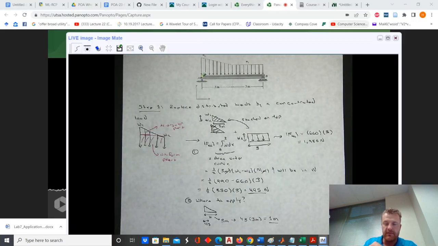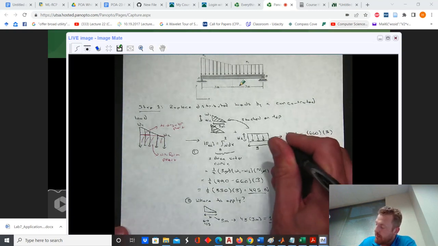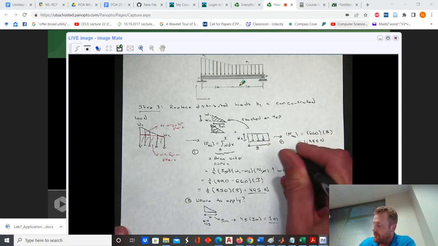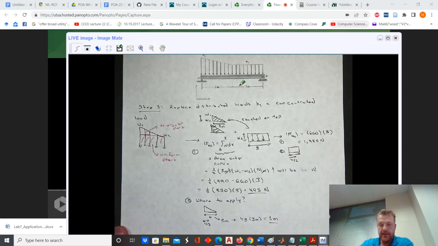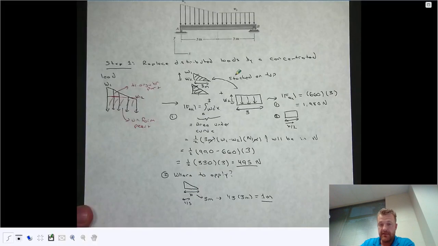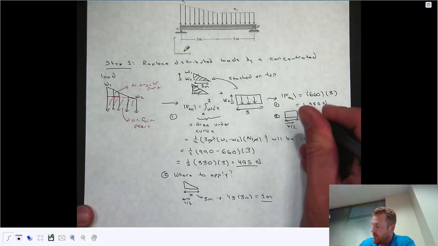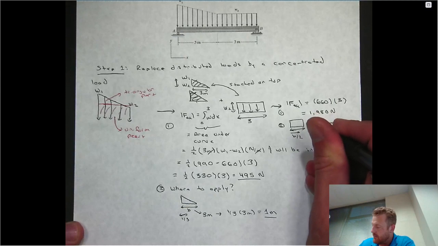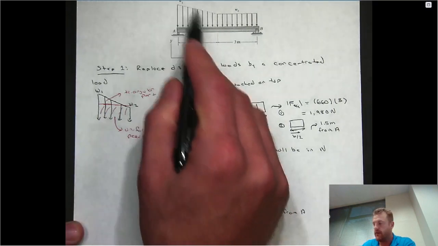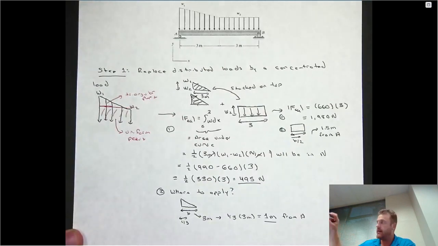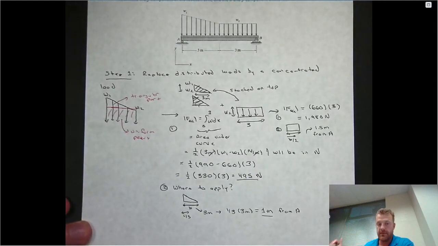We broke the section from 0 to 3 up into a triangular and a rectangular part. The point of application is going to be the centroid, and for a rectangular area that is just half the base. So for a base of 3 meters, like we have here, it's going to be 1.5 meters from A. And I should have written this as 1 meter from A. So we've replaced the triangular plus rectangular portion of the load by 2 equivalent single forces.